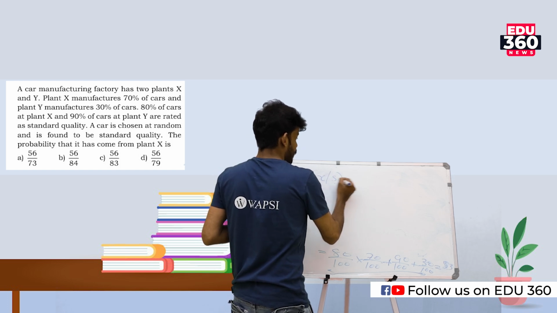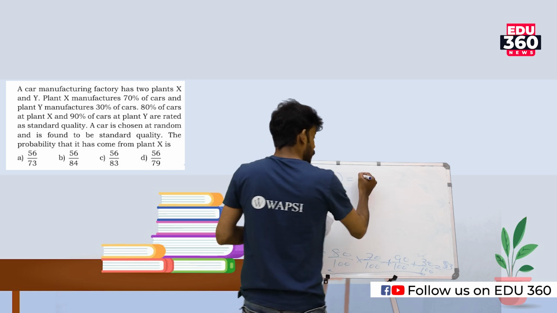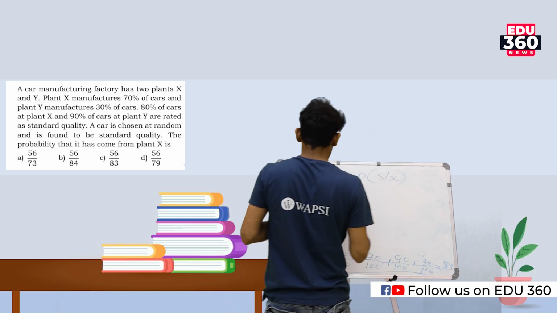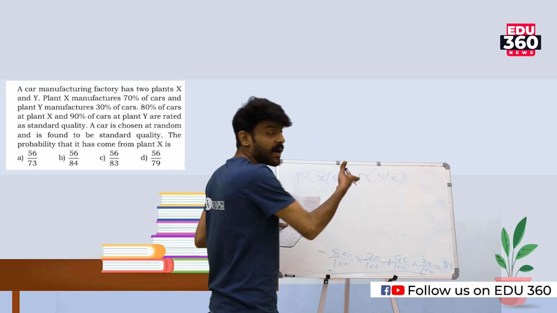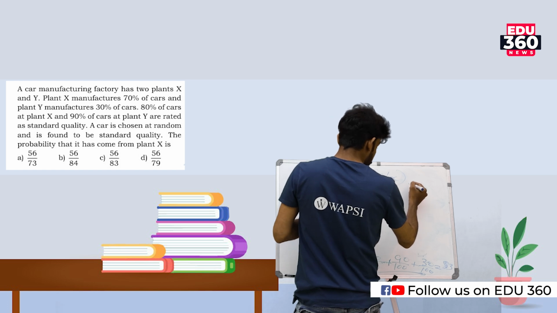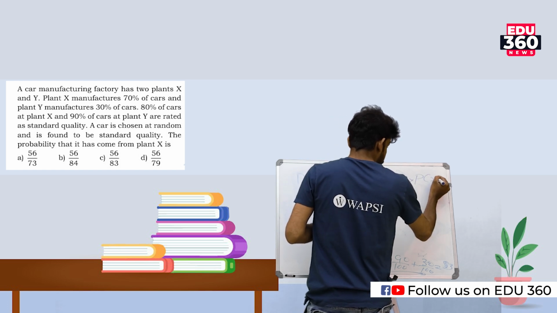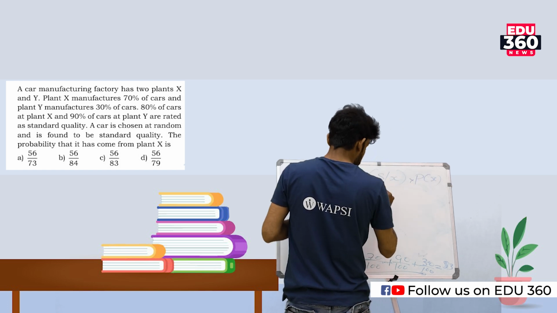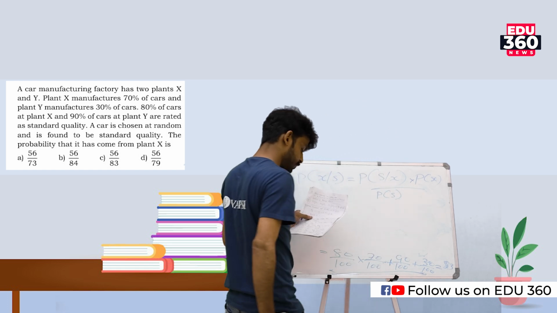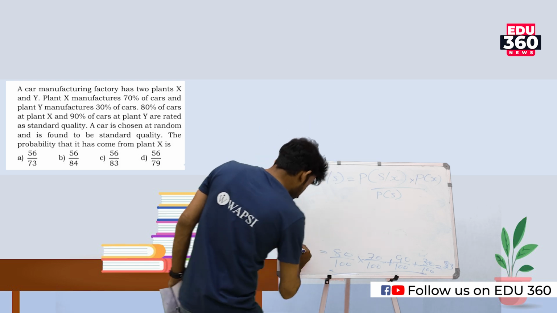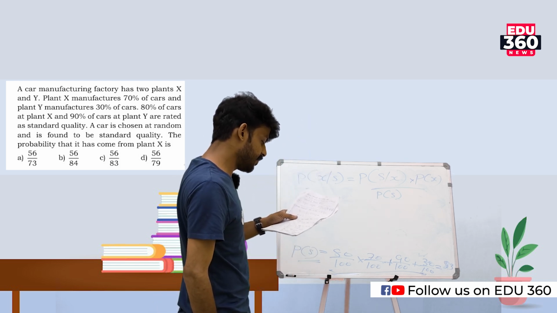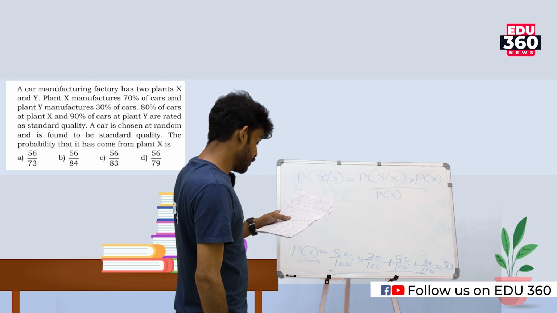And P of X by S is equal to P of S by X into P of X divided by P of S. We know that the value of P of S is 83.